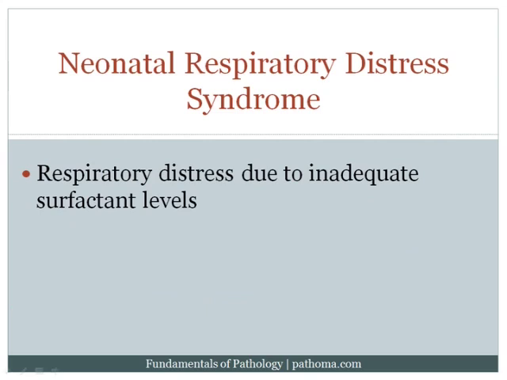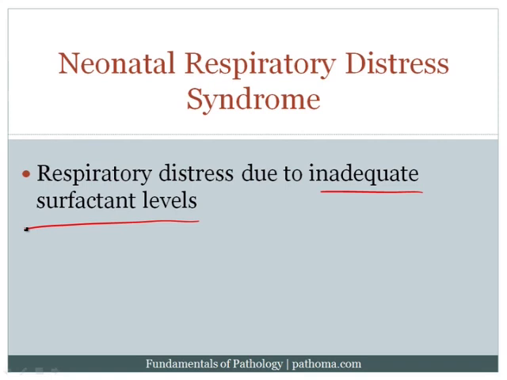The next respiratory distress syndrome is called neonatal respiratory distress syndrome. This is respiratory distress that arises due to inadequate surfactant levels. Before you can understand this disorder, you've got to take a step back and just remind yourselves that surfactant is produced in the lung. It's produced by type 2 pneumocytes. That's particularly high yield. Remember that the type 2 pneumocytes, they have two functions. They are the stem cell of the lung, and they also produce surfactant.